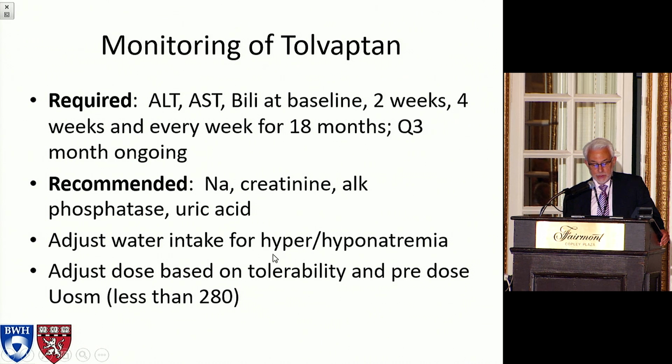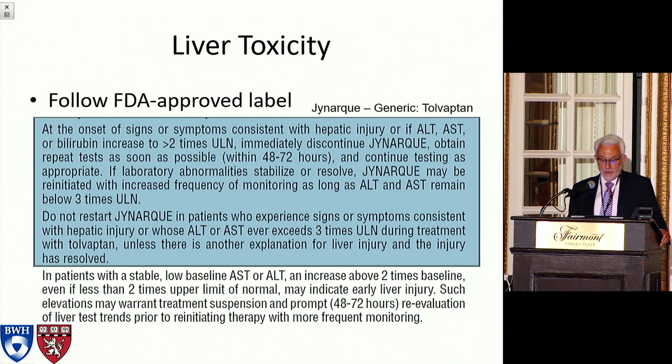And what I do is adjust the dose based both on tolerability and the pre-dose urine osmolarity. So you want the pre-dose, so the first morning UOSM, you want it to be less than 280. Now, this was not done in the studies. In the studies, there was forced titration based on tolerability. So I find that some patients are tolerating a lower dose, but still achieving efficacy by measuring that pre-dose UOSM.